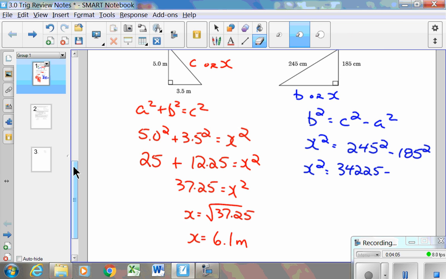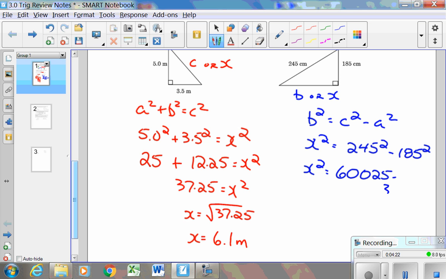I've given us some bad numbers here. I'm just going to erase this for a second. 245 squared looks like it's going to be 60,025. And the 185 squared is 34,225. So I want to subtract those two values. And again, the reason we're subtracting them is we're going to find a shorter side. So this equals 25,800.